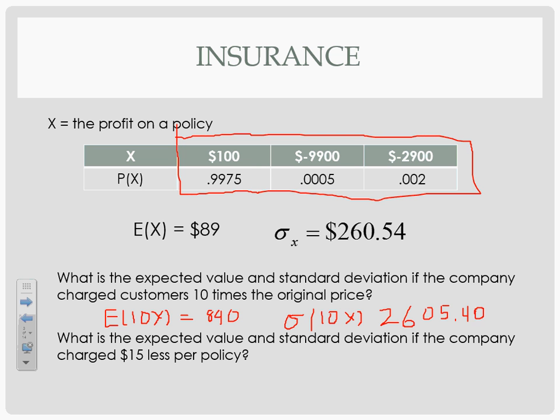And another approach to this, let's say the company decided, well, instead of charging everybody 10 times more, we're actually going to charge everybody $15 less. So here's the example where we're adding or subtracting a constant. So here it's x minus 15. And the rule states that if we subtract 15 from each of the values, then we'd subtract 15 from the mean. So now the expected profit per policy is $74. And because everything's being subtracted by 15, the original standard deviation is not going to change. So we're still at that $260.54.